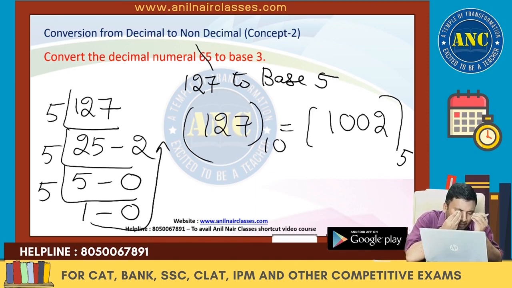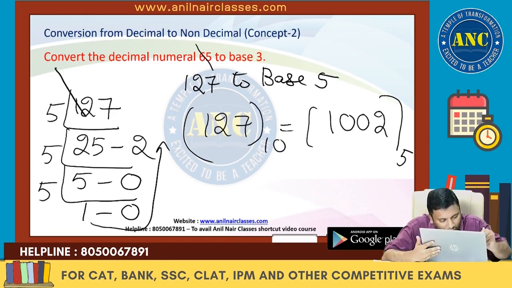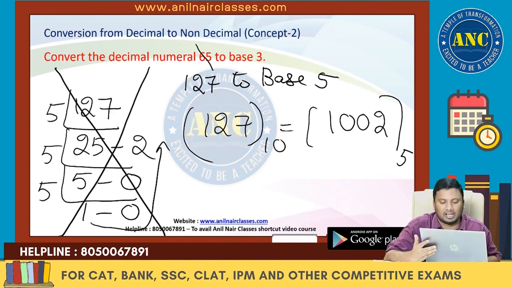If you are a non-mathematical student, first of all, you will ask me so many questions. Why should I take from the remainder? Why should I go from bottom to top? I am not even understanding. If you are not understanding, forget this logic. Go with Anil Nair logic.